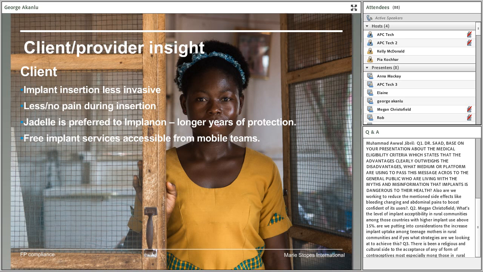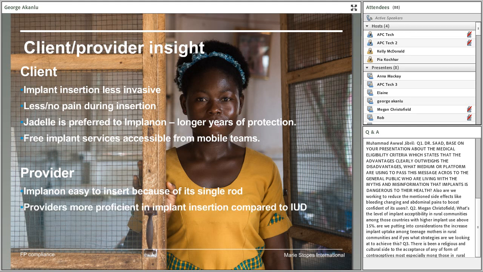In terms of our clients and provider insight, I might mention that we have a very robust system for getting our clients and provider insights for our static sites, for our centers and Bluestar Facilities. We do for the mobile teams, but not as rigorous as we do for the static sites. So for our clients, implant insertion is less invasive and they prefer it compared to IUD. They say that there's no or less pain in implant insertion. And Jadelle is the most preferred because it offers them longer years of protection.